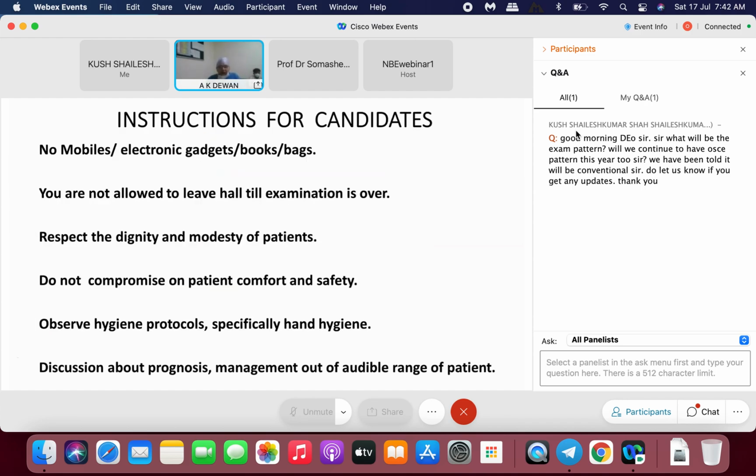So what are the instructions for candidates? These are usual for all the candidates. No mobiles, no electronic gadgets, books, bags. You are not allowed to leave the hall till the examination is over. And respect the dignity and modesty of patients if you are getting real patients. Don't compromise on patient safety and comfort. Observe hygiene protocols specifically. And if you have a real patient, discuss the prognosis and management out of the audible range of the patient, a little away from the patient.